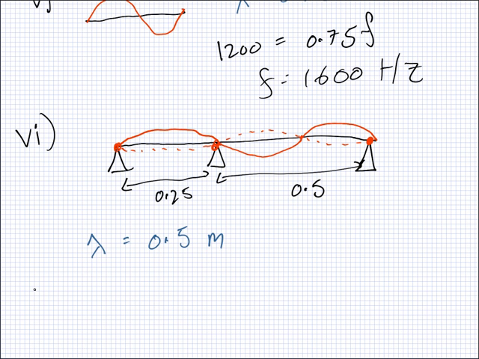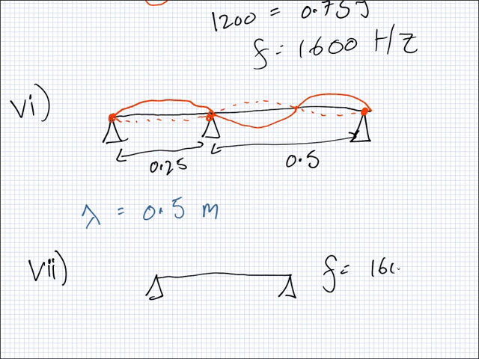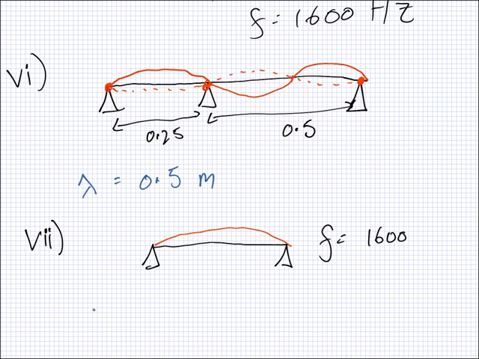What's next? Part 7? A different string of length 0.75 meters with no third bridge produces a fundamental frequency at the same frequency as calculated in part 5. Say that again. A different string of length 0.75 meters, okay, still the same length, but with no third bridge. No third bridge, okay. So we're back to this picture. In number 5, which is 1,600, okay. What is the speed of a wave in the second string? Again, V equals lambda F. So that's 0.75 times 1600.